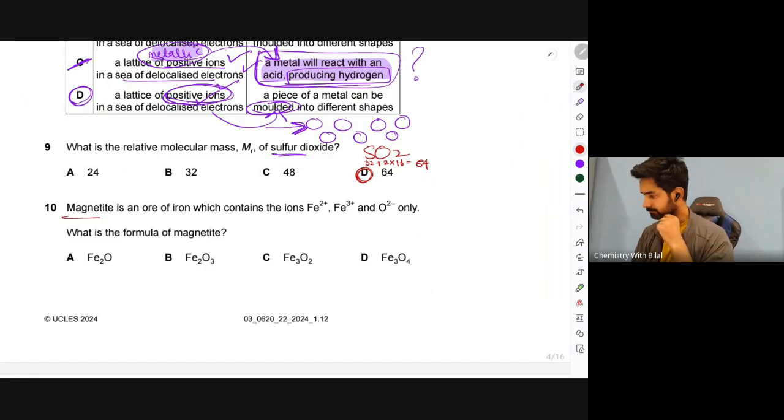Magnetite is an ore of iron which contains Fe2+, Fe3+ and an oxide ion only. What is the formula of magnetite?